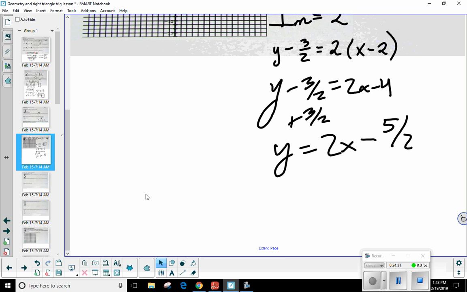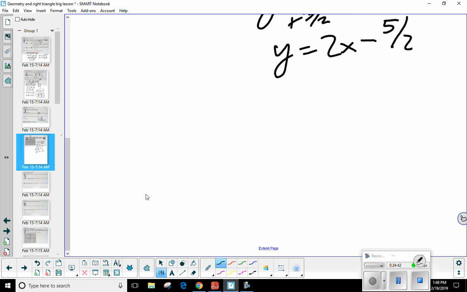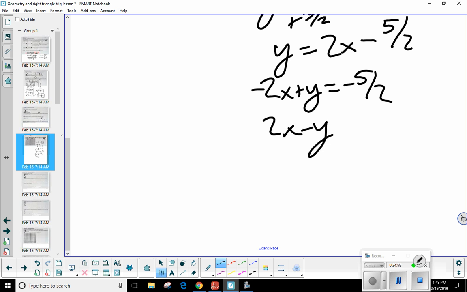Okay. Now your equation is correct, but remember we wanted standard form. Standard form, that's right. Well, I was getting there. So negative 2x plus y equals negative 5 halves. But a can't be negative, so we just multiply by negative 1 to get 2x minus y equals 5 halves.